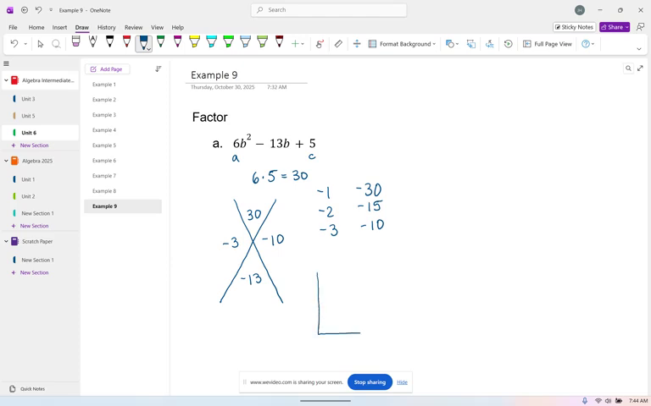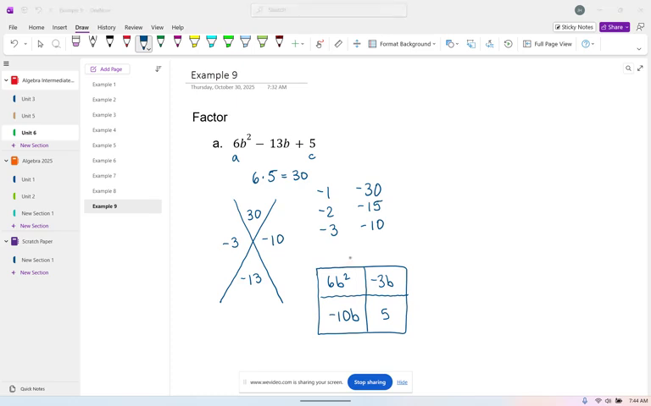So straight over to the box method. And in our top left, we'll have 6b squared. And then in our bottom right, we'll have 5. And then we'll fill in the negative 3b and negative 10b.